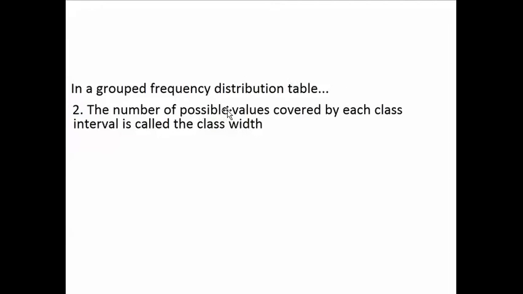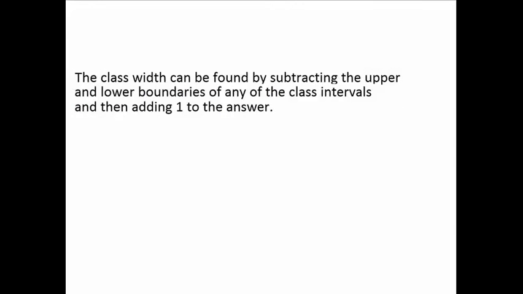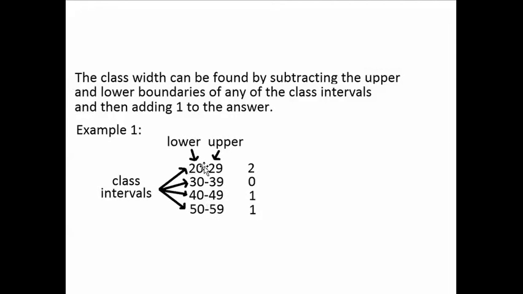The number of possible values that are covered by each class interval is called a class width. Let's look at an example of a class width. First, there's a formula for the class width of a table, and the formula is just subtracting the lower boundary from the upper boundary and adding 1 to the answer. So this formula will make sense once we look at an example. Let's go back to our first table right here that we looked at earlier.